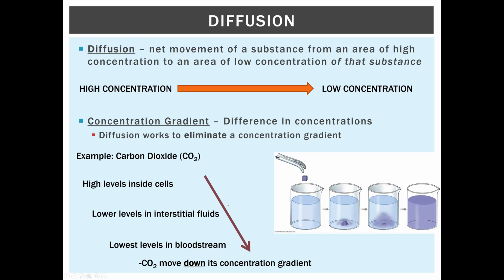So this means that carbon dioxide can move down its concentration gradient, so it goes from the cell into the interstitial fluids and then into the bloodstream. And so that way the bloodstream can then carry it to the lungs, where it can be exhaled through your lungs. So again, this is diffusion, and I should also point out diffusion is passive, so this does not require any energy. Think of it like sliding down a slide, does not require energy.